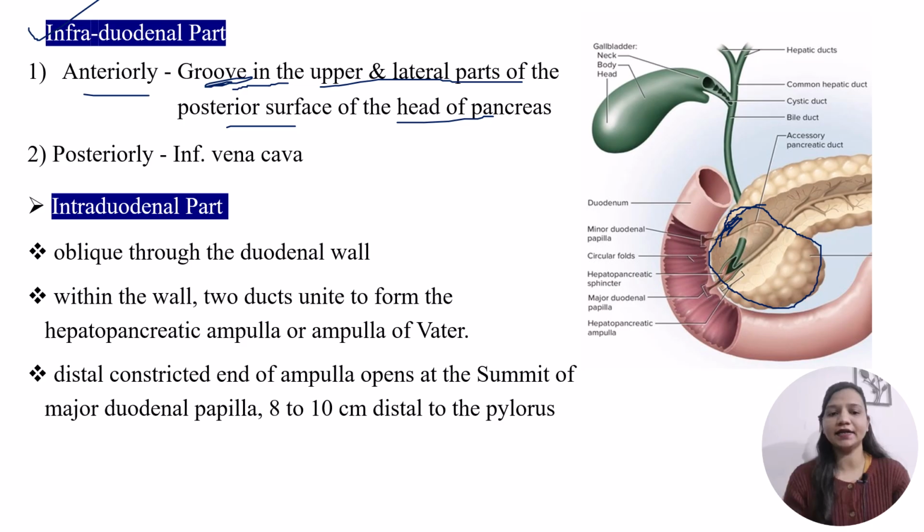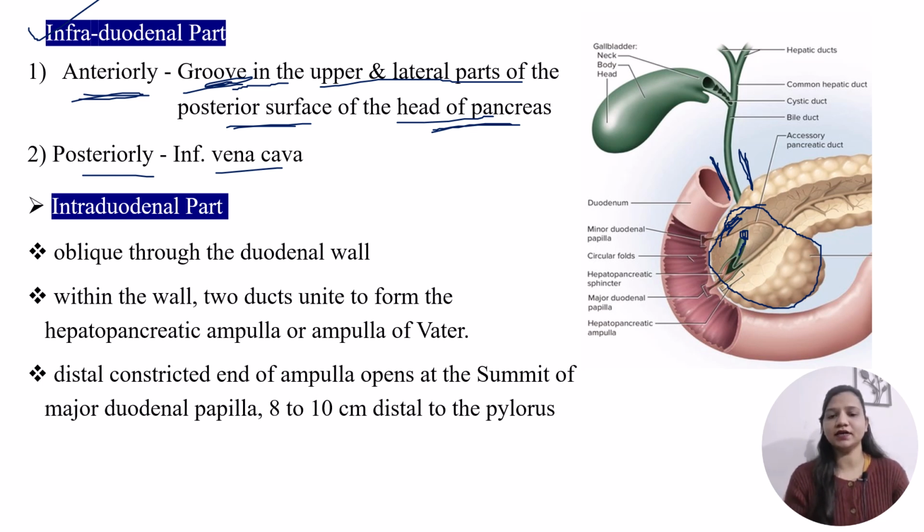So that's why anteriorly it is related with that groove on the posterior surface of the head of pancreas, and posteriorly it is related with the inferior vena cava, just like the retroduodenal part. The infraduodenal part is also related posteriorly with the inferior vena cava. Okay, and anteriorly it is related with the groove on the posterior surface of the head of pancreas.